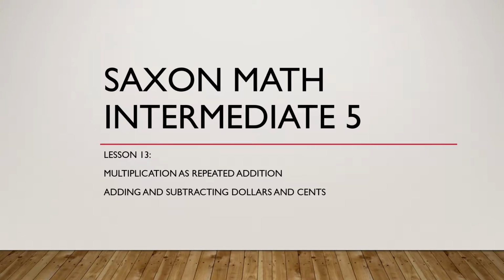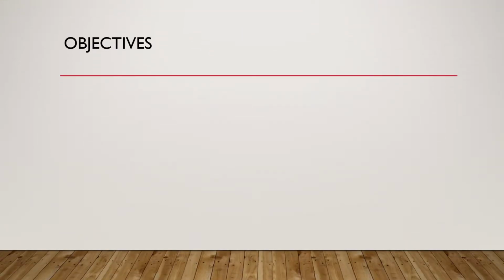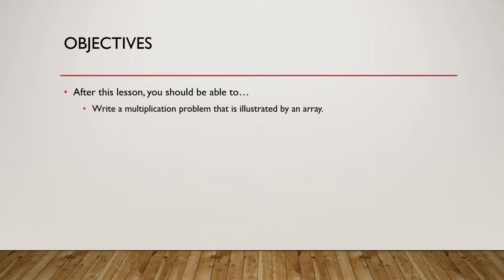Welcome to Lesson 13 for Saxon Math Intermediate 5. Today we'll talk about multiplication as repeated addition and adding and subtracting dollars and cents. Our objectives for today: after this lesson you should be able to write a multiplication problem that is illustrated by an array, use multiplication to show repeated addition, and add and subtract dollars and cents.